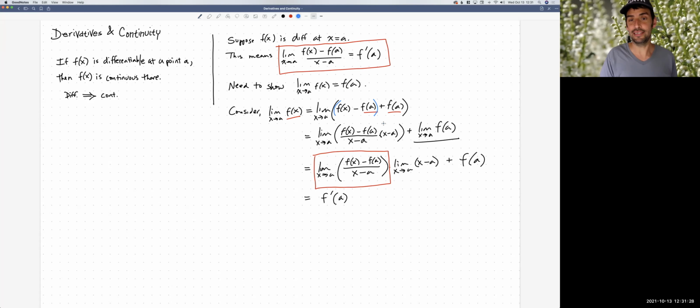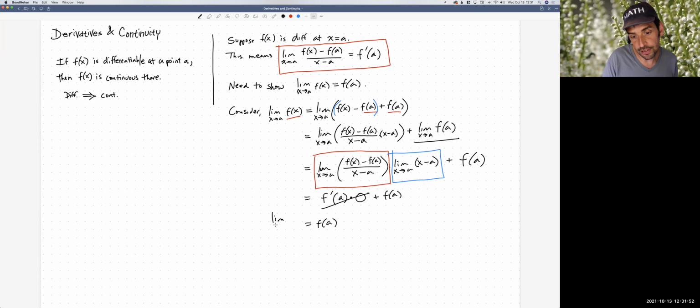This next limit, the limit as x goes to A of x minus A, that's a polynomial, right? Degree 1 polynomial, linear function. And we can just plug in the value A into x, and we get A minus A is 0. So we end up with F prime of A times 0 plus F of A.